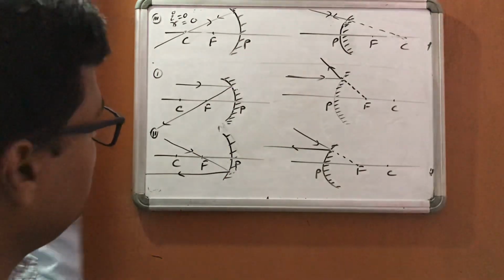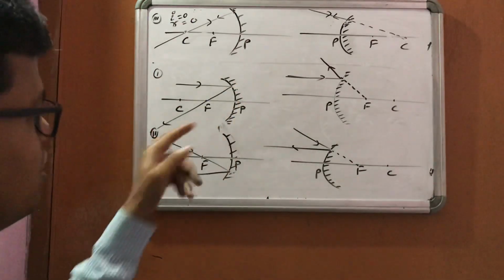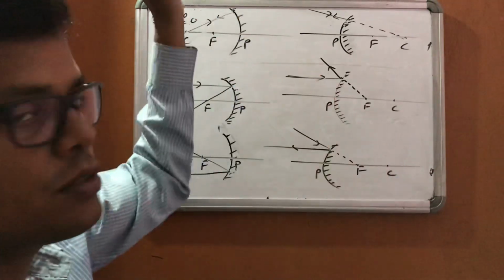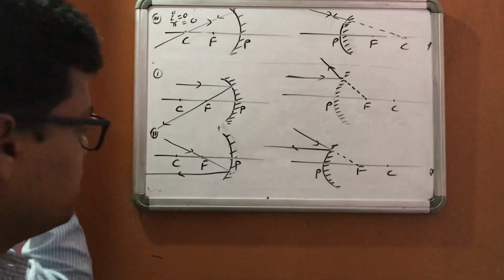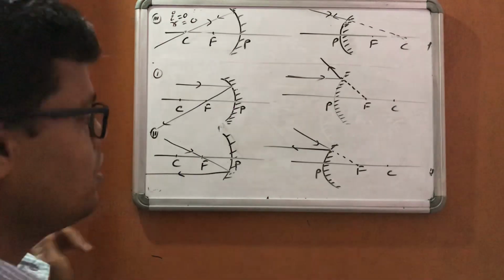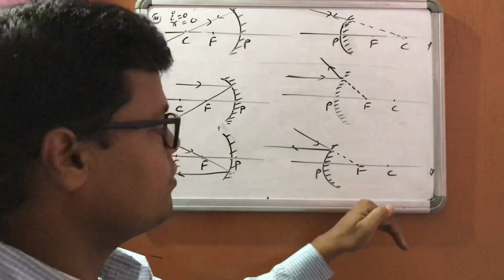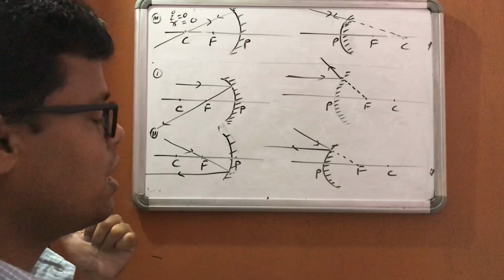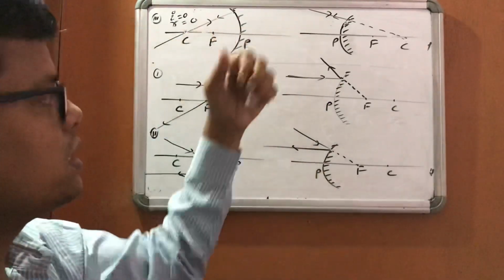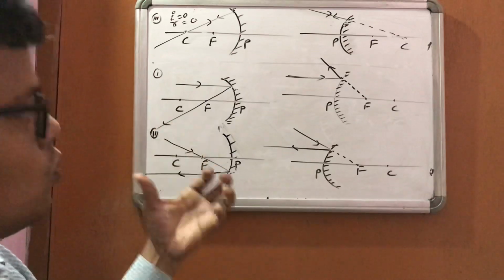The light ray coming parallel to the principal axis for a concave mirror passes through the focus, and for convex mirror seems to diverge from the focus. The light ray passing through the focus becomes parallel to the principal axis for a concave mirror, and the light ray coming toward the focus becomes parallel to the principal axis after reflection from a convex surface. And in this case, they retrace the same path. So these are the rules.